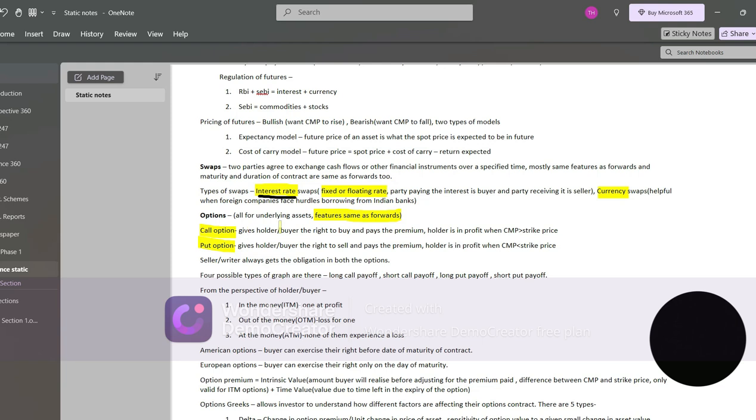A call option gives the holder, the buyer, the right to buy. If I'm buying the call option, then I have the right to tell whether I want to continue with the contract, and since I have the buy right, the seller has the obligation to me. I will be paying the premium to the seller, and I will be in profit when the current market price is higher than the strike price, because then only I will go ahead with the contract.